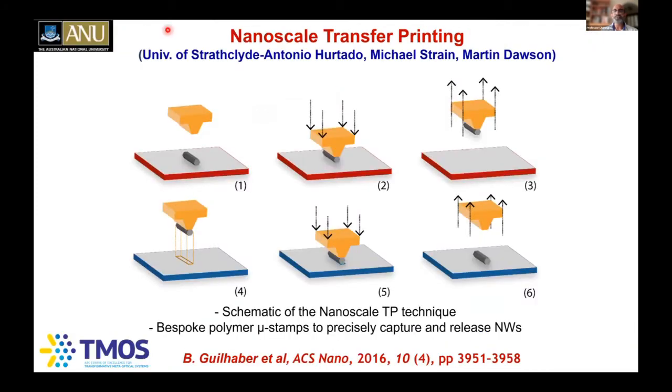This is work jointly with my colleagues at the University of Strathclyde, Professor Martin Dawson's group, using something called nanoscale transfer printing. They developed this technique where we can use a PDMS stamp to pick up these nanowires and then drop them wherever we want, so precise nanoscale location of these nanowires wherever you want. Again, the research fellow in their group, Dr. Ben Guilhabert, has spent a lot of time optimizing the shape of these stamps and various process parameters.